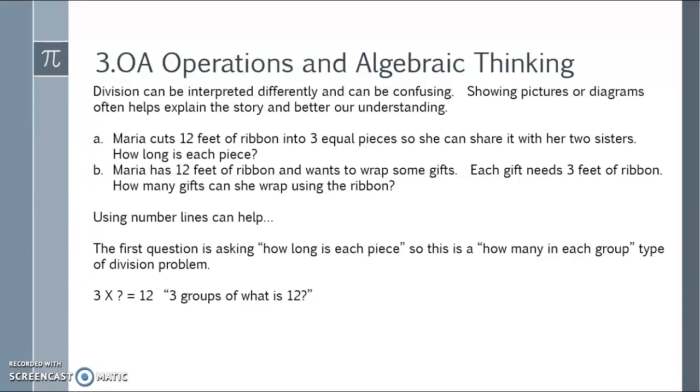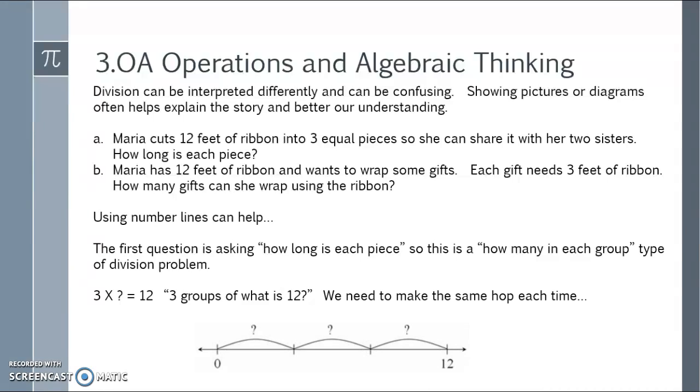All right, so the second question is asking how many gifts can we wrap, since each gift needs 3 feet of ribbon. So we want to know how many of each group. Okay, so, number lines, I apologize. Ignore everything I just said. We're going to use number lines instead of a tape diagram. So still the same problem, just using a number line.